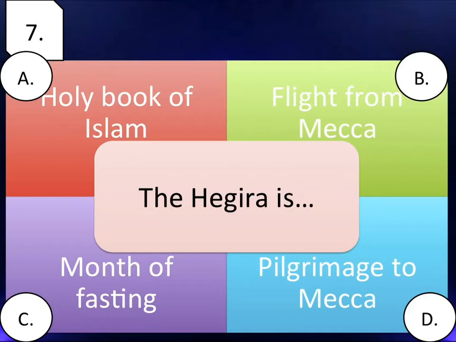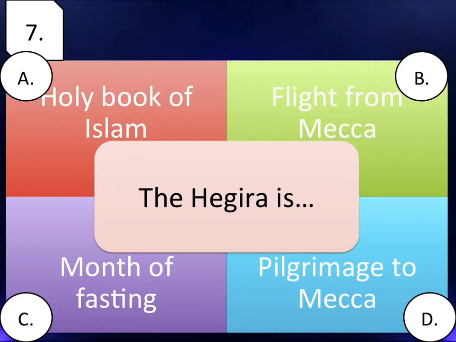Is it A, the holy book of Islam? Is it B, Muhammad's flight from Mecca? Is it C, the month of fasting? Or is it D, the pilgrimage to Mecca that all Muslims are to do once in their life, if they're able to? Which is it?